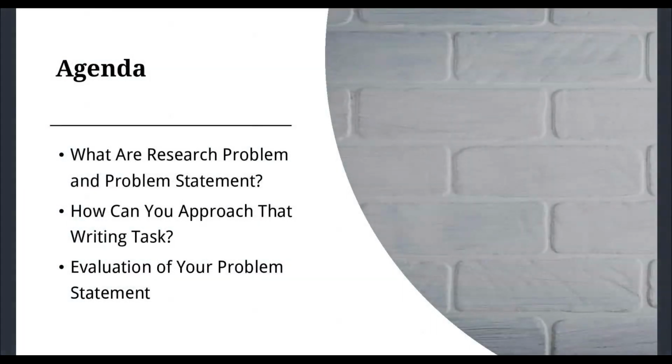Taking that into account, I have created this agenda for today's webinar. We will begin talking about research problem, and you may say, why? Because it is the source of what is then written as problem statement. After that, we will present ways to approach the task of writing a problem statement, and finally, you will know how to evaluate the problem statement you have written.